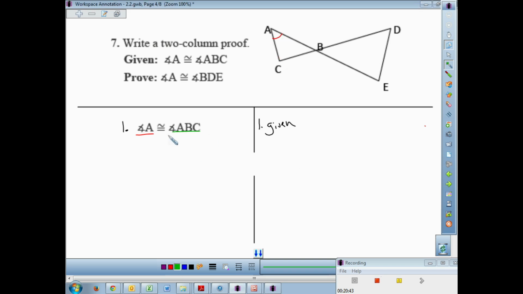This guy, angle ABC, correct? What is the vertex of angle ABC? B. So the arc mark has to go by the B. It's got to go by the B. And would this work? Is that angle ABC? No, because that's angle DBE. You with me on that?